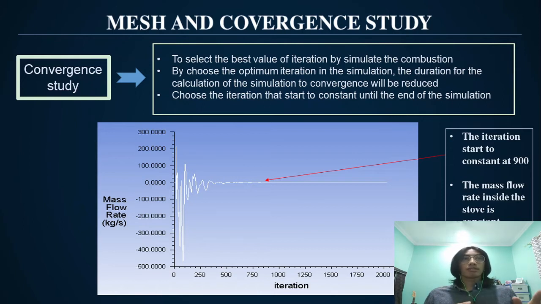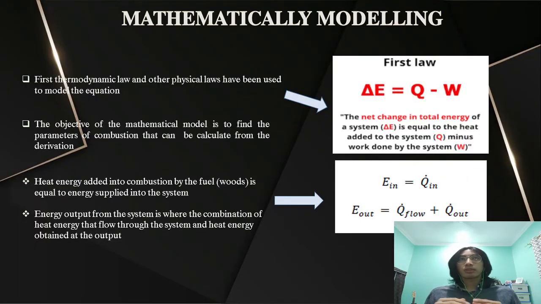From the graph, I learned that the iteration starts to be constant at 900 points, and the mass flow rate inside the stove is constant. So by doing this, I learned that the calculation will be complete and very near to converged at 900 points only. Next we move to the next method, which is mathematical modeling.